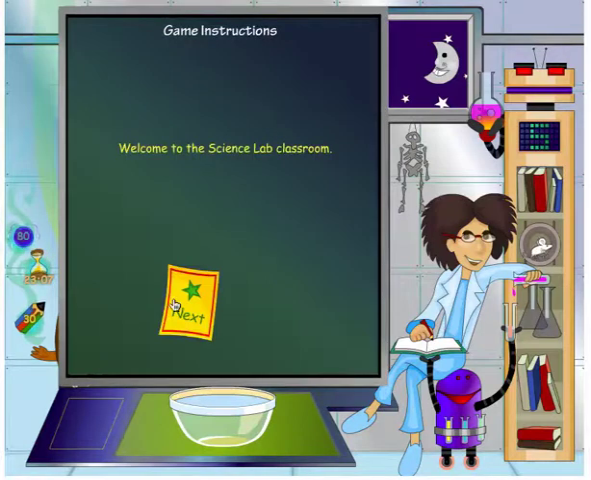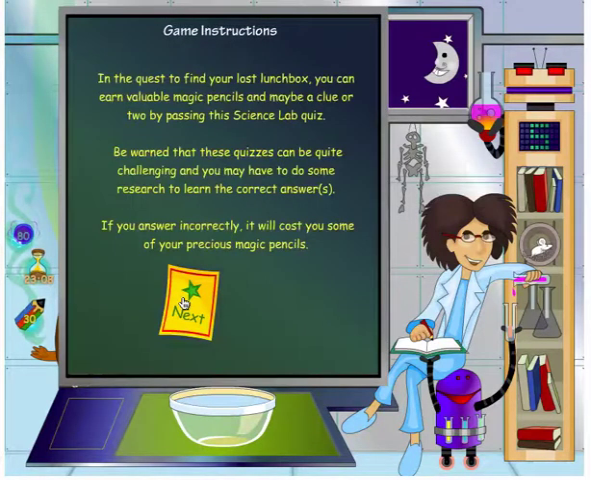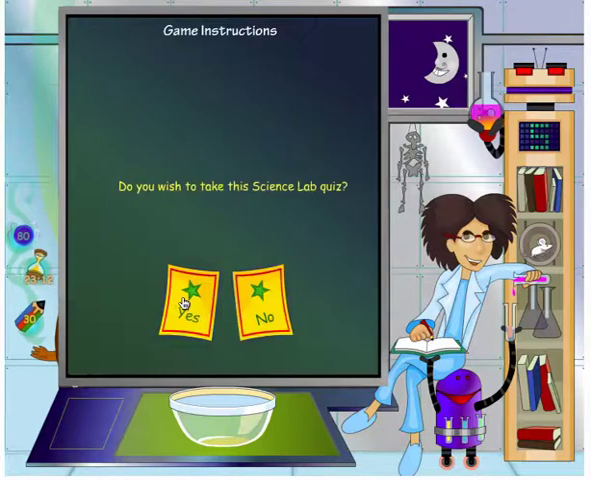It says, "Welcome to the science lab classroom. In a quest to find your lost lunchbox, you can earn valuable magic pencils and maybe a clue or two by passing the science lab quiz. Be warned that these quizzes can be quite challenging, and you may have to do some research to learn the correct answers. If you answer incorrectly, it will cost you some of your precious magic pencils. You can always earn magic pencils by entering the classrooms and getting the academic challenges correct."